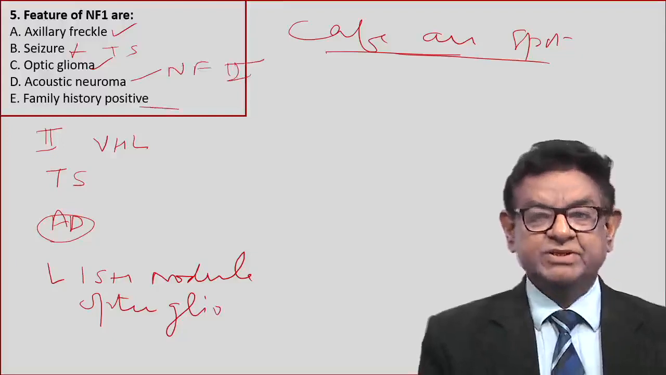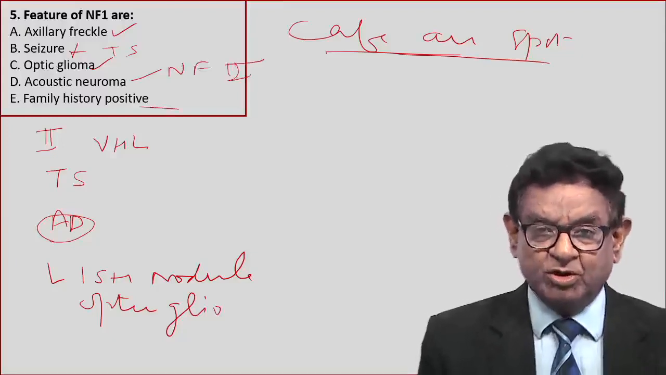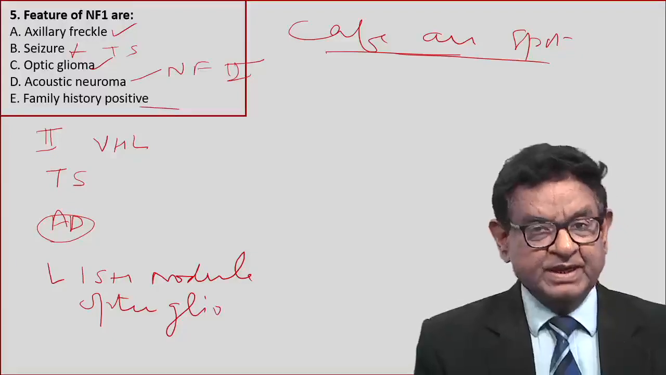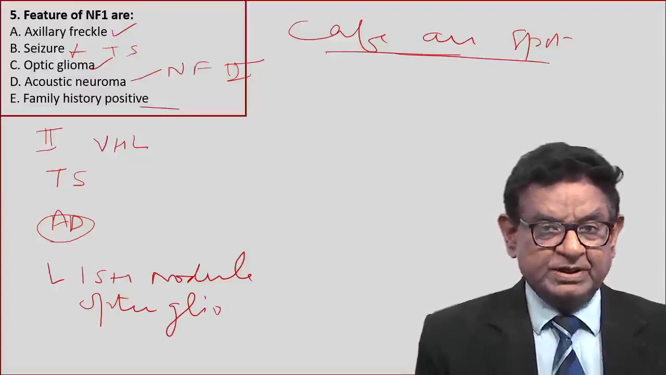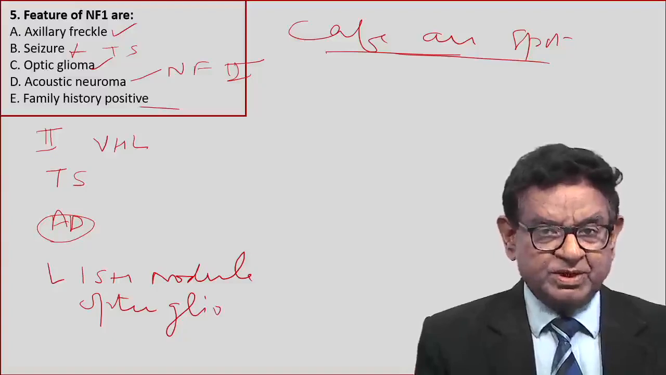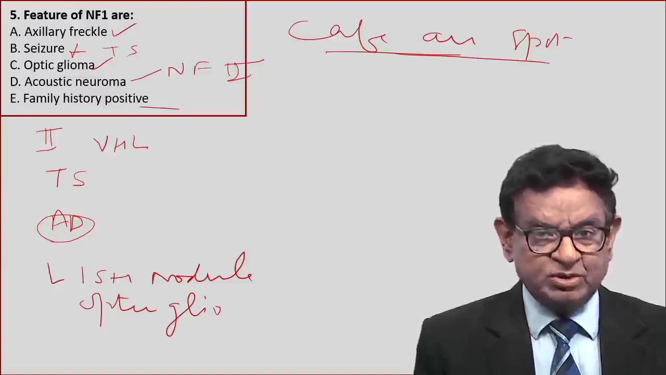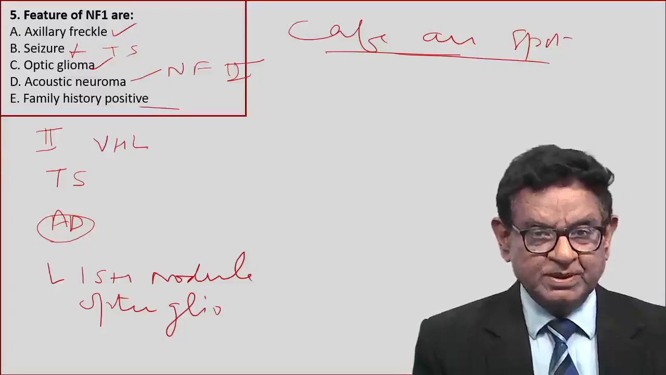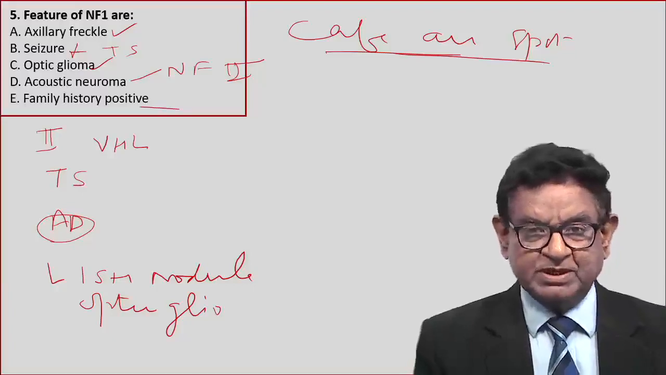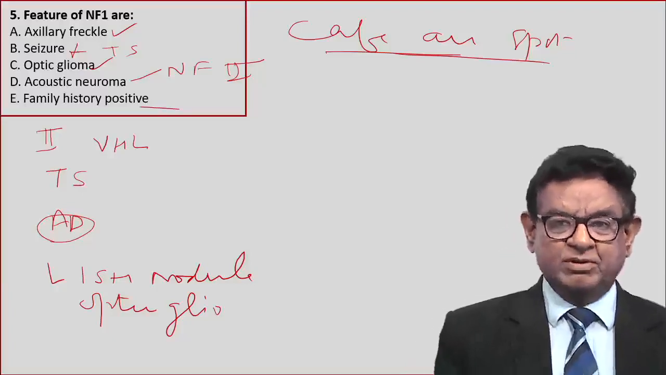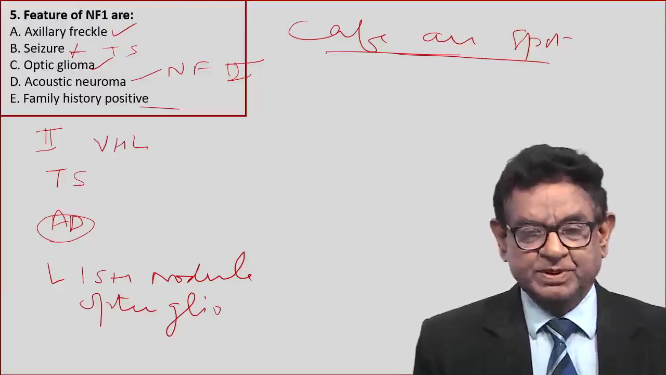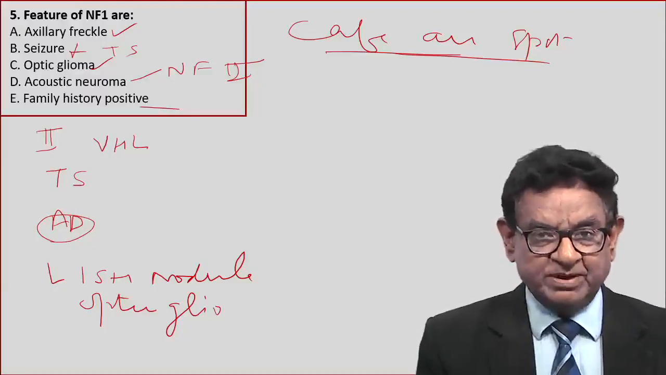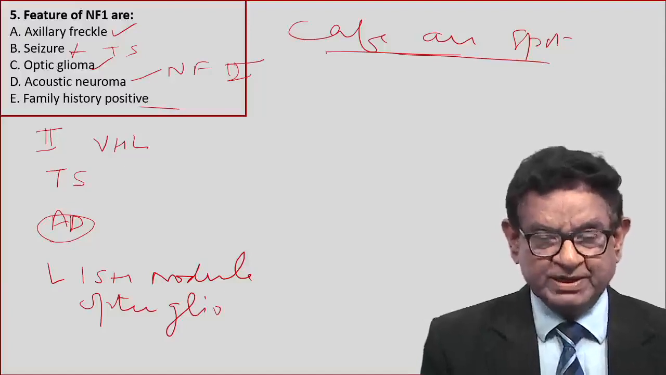Family history positive, yes. It will be positive in all autoimmune disorders. And one more thing before I go further. Neurocutaneous syndrome is one of the most frequently asked topics throughout the world. It's a very important topic because questions come both in dermatology as well as neurology and of course pediatrics also. So please read this topic very carefully and in more detail.